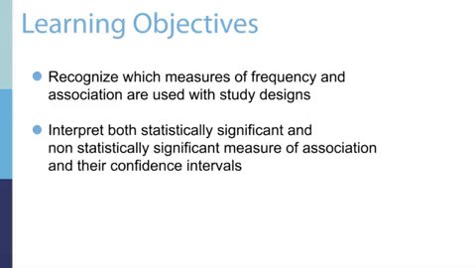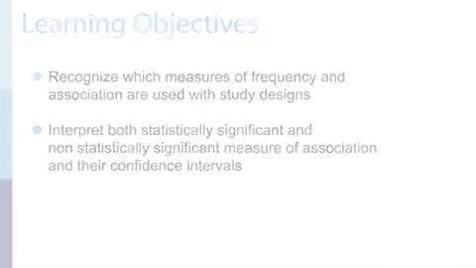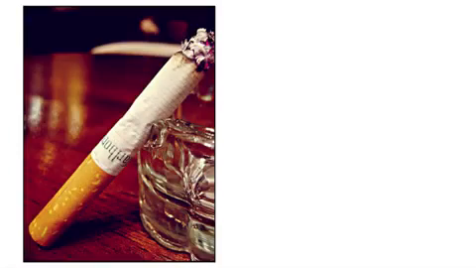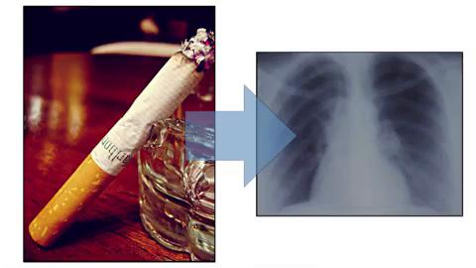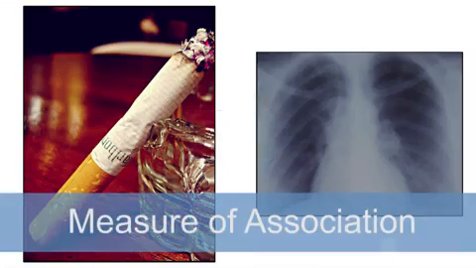Let's start with a few examples of measures of association. These examples may be similar to ones you might have heard of in the news. Epidemiologic research on smoking and lung cancer has found that people who smoke are 15 to 30 times as likely to get lung cancer or die from lung cancer than people who do not smoke. This is an example of a measure of association. We will learn about how to understand and interpret statistics such as this one during this week's lectures.